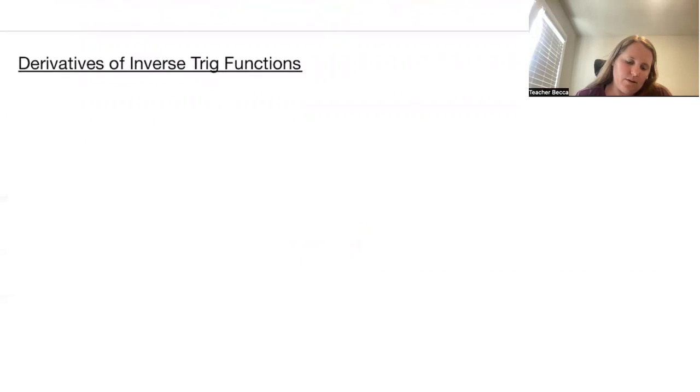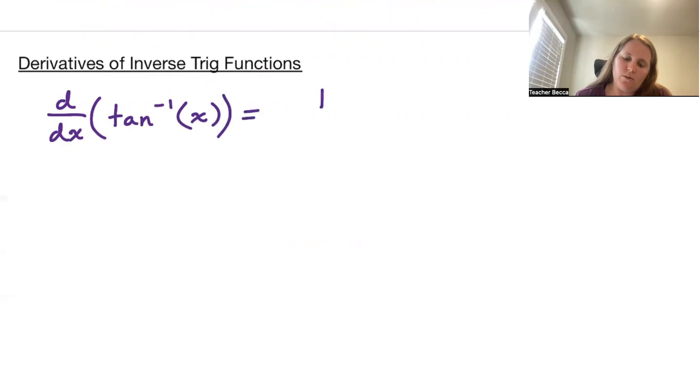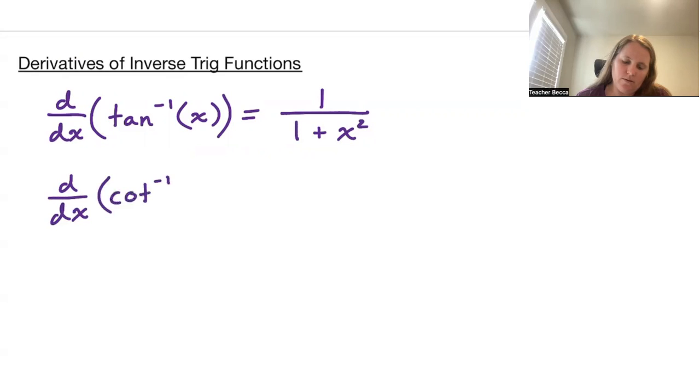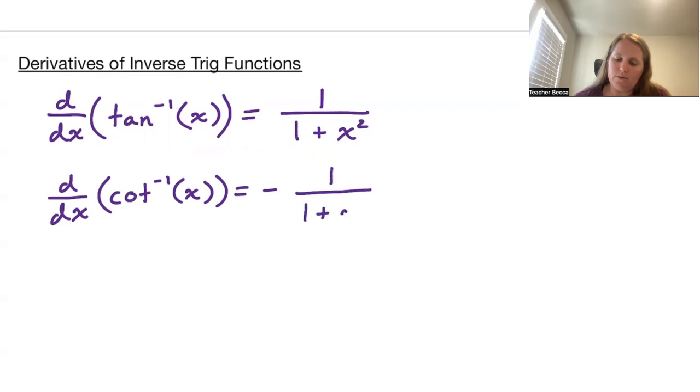So we have the derivative of tan inverse of x is 1 over 1 plus x squared. The derivative of cotan inverse of x is a negative 1 over 1 plus x squared.